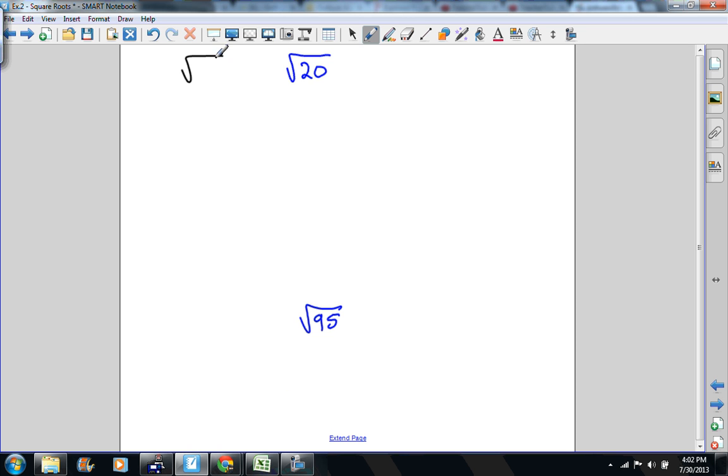So this one ends up being between the square root of 16 and the square root of 25, which is 4 and 5. And actually, this is really, really close to this middle number. So 4.5 would be acceptable, but also 4.4 or 4.3 would be very good here.